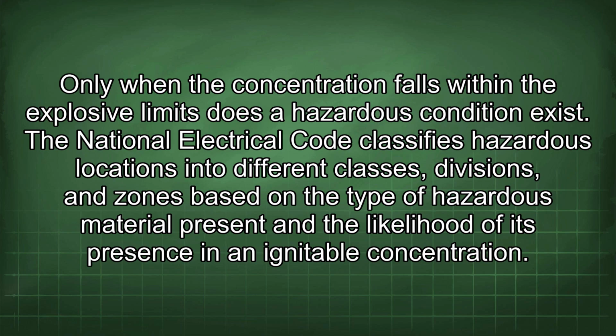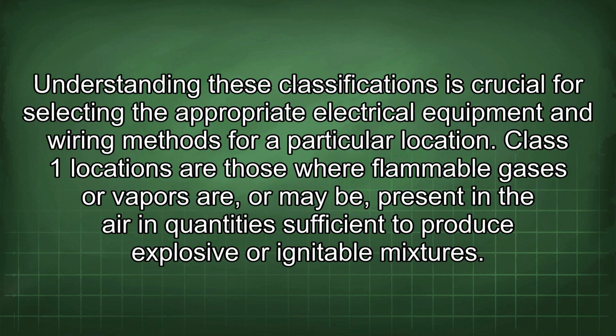The National Electrical Code classifies hazardous locations into different classes, divisions, and zones based on the type of hazardous material present and the likelihood of its presence in an ignitable concentration. Understanding these classifications is crucial for selecting the appropriate electrical equipment and wiring methods for a particular location.